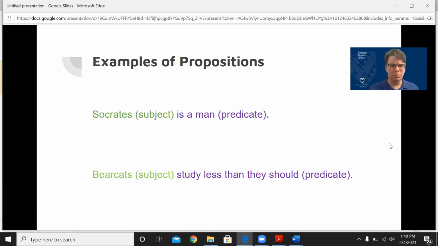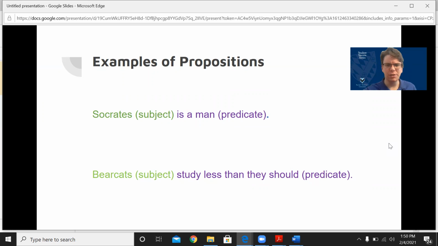Let's take a look at a couple of examples of propositions. These are the kinds of statements you will see within syllogisms. The first of which is Socrates is a man. Socrates being the subject and is a man being the predicate, which describes Socrates. The second example here is Bearcats study less than they should. Bearcats being the subject and study less than they should being the predicate. And that is the claim about Bearcats.